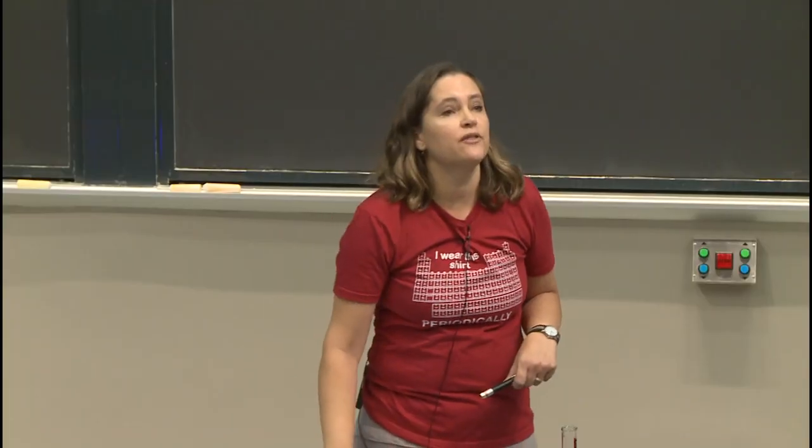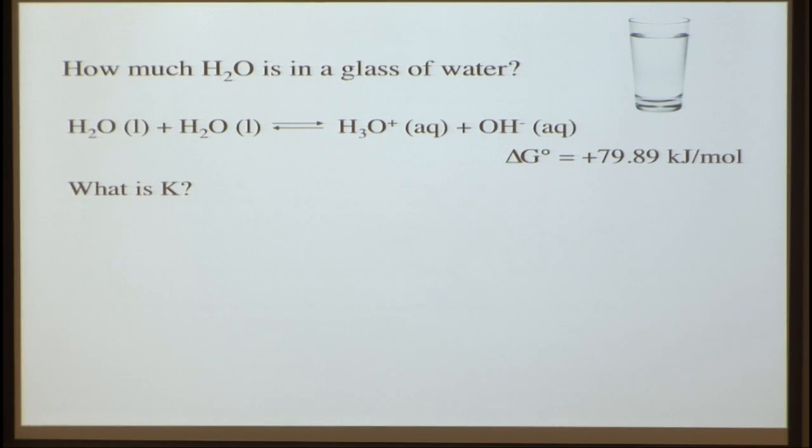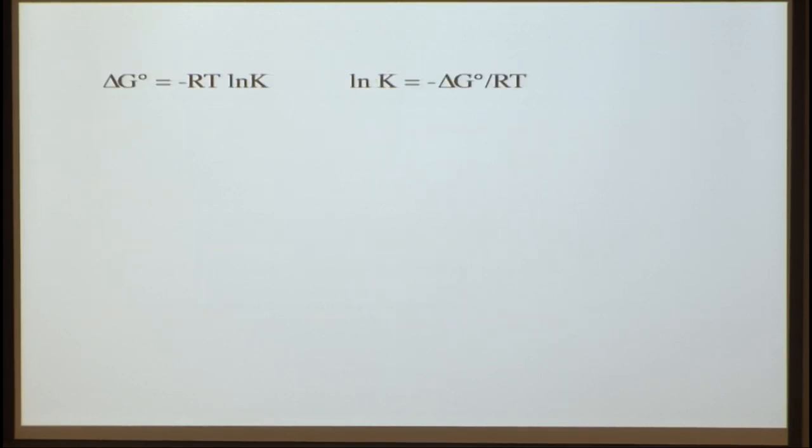So let's just briefly review the relationship. We're given a delta G naught, and we're asking about K. How do you calculate K if you know delta G naught? We have some equations that will be given to you. Sorry, not quite yet. There's going to be a clicker question coming. We have delta G naught equals minus RT natural log of K, which we can rearrange to solve for K. And let's have a little reminder of what these terms are.